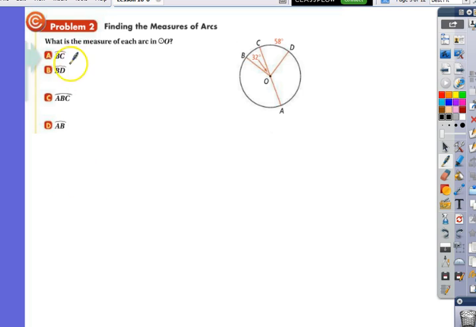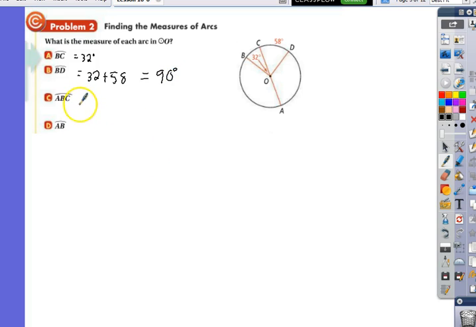So in this one, the measure of arc BC, so here's arc BC, and this angle is what? 32. So the measure of arc BC is 32 degrees. And then arc BD is going to combine the measure of arc BC with the measure of arc CD. So BC is 32, CD is 58. What happens when you add 32 plus 58? Yep, you get 90. So the measure of arc BD is 90.